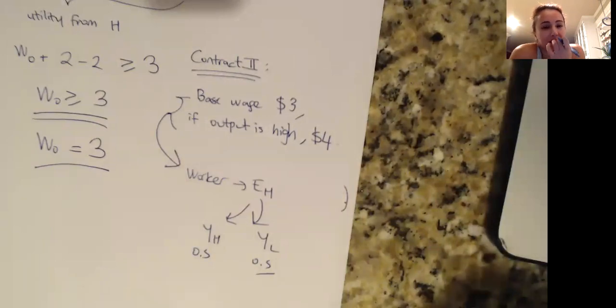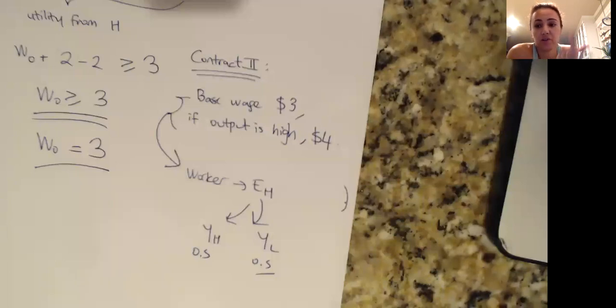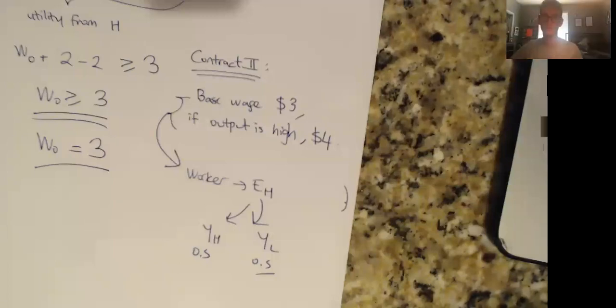Okay, does this make sense? I know it's long, but we keep checking three different things. We keep checking the profit maximization problem, incentive compatibility, and the participation constraint. So what's the expected profit for the entire contract for 2?